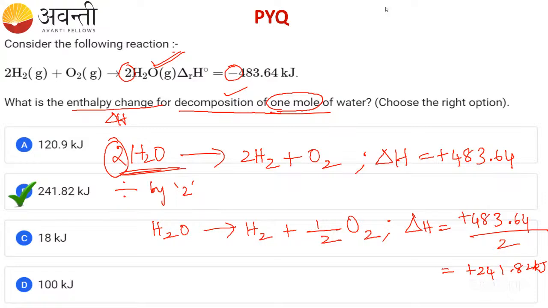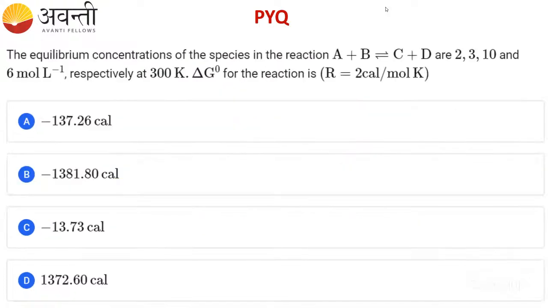Now I'll go for the next question. R is 2, the concentrations are 3, 10 and 6, delta G naught for the reaction is given, and the R value is also given. Again, it is an easy question. We have to use the delta G formula. Delta G is equal to minus 2.303 RT log of K_eq. This is the last formula of this lesson that we have discussed.